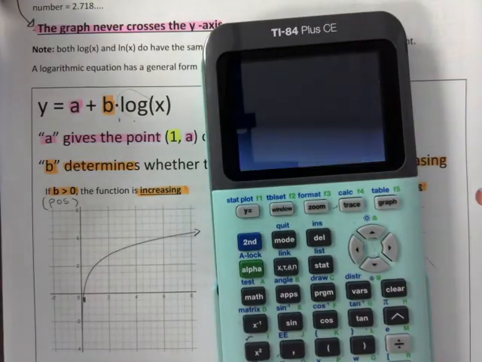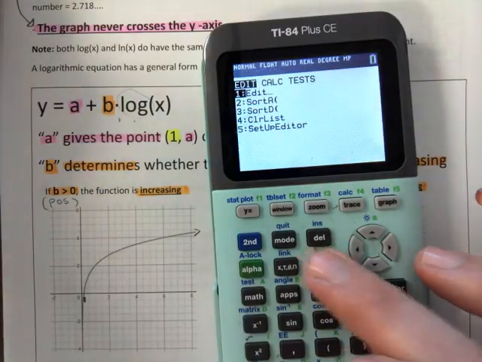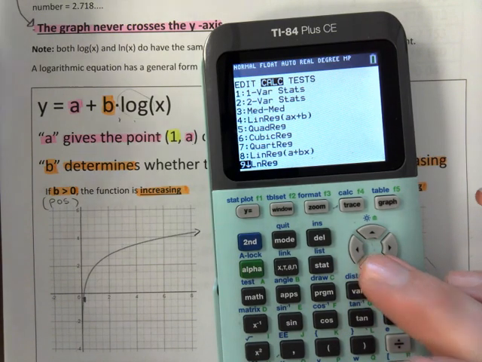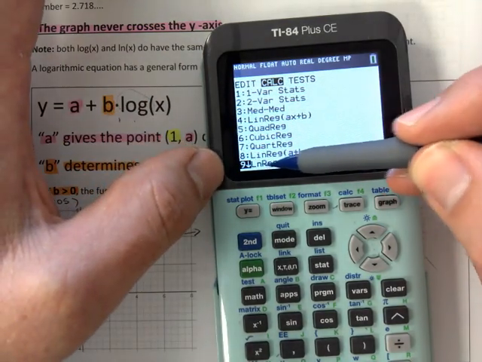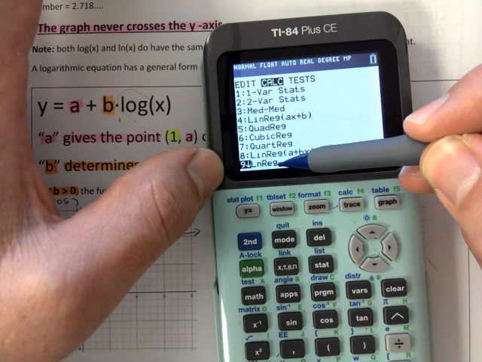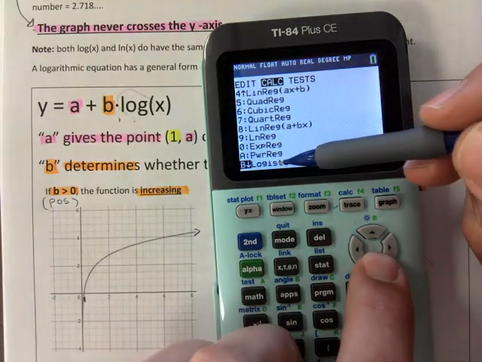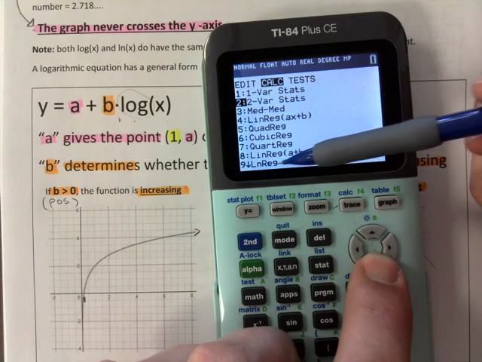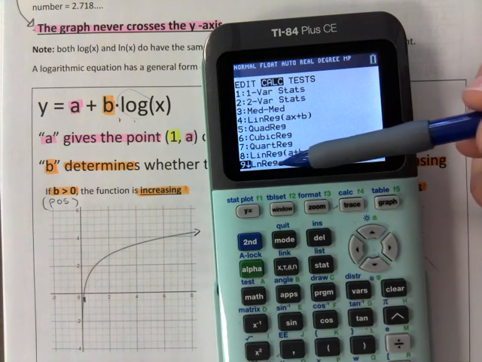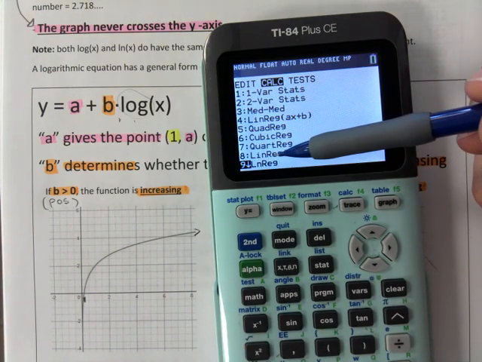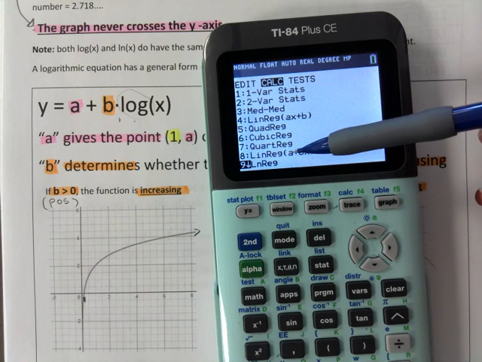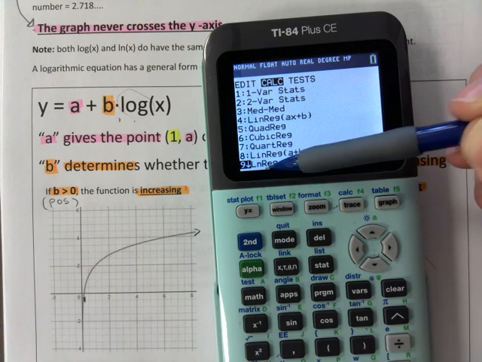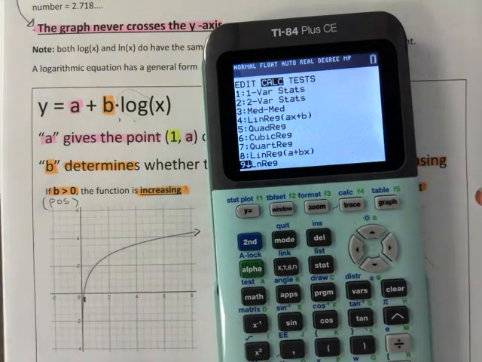So maybe come with me and look at the options here. Go stat, calculate. See that one right there? That's natural log regression. There is no such thing as log regression. There's only natural log. And this is very important that you don't mix them up. This is a linear regression, that's why it's A plus BX. This is the natural log. This is the one you would be using if you did a regression. But that's not today. We're not going to do regressions today. We're going to do that tomorrow.